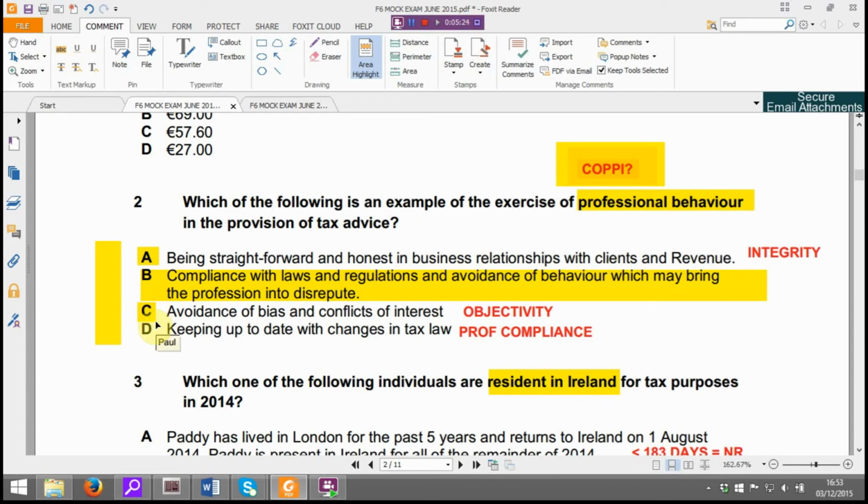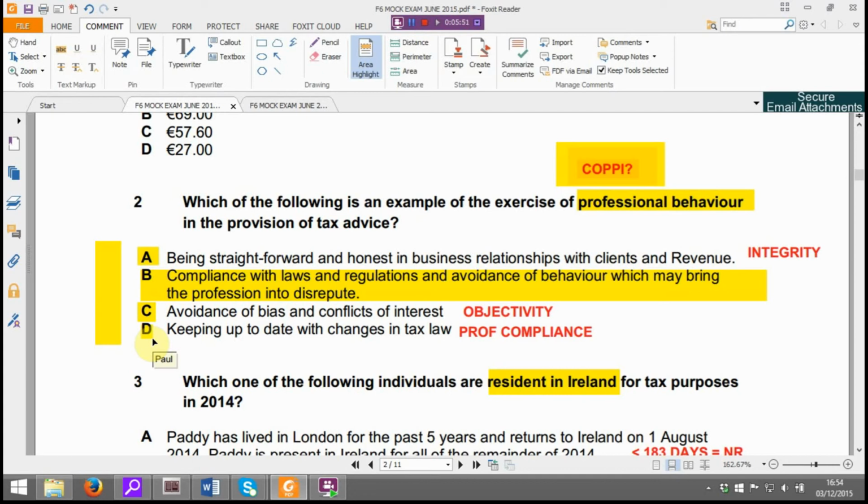Do not be biased in your business dealings or have any conflicts in any way, shape, or form. And D here was just compliance, or professional compliance, and that's really just being competent, keeping up to date and being able to do every job that comes your way, and not offering your services in a situation where you're not qualified to actually provide proper advice or to do the job properly.